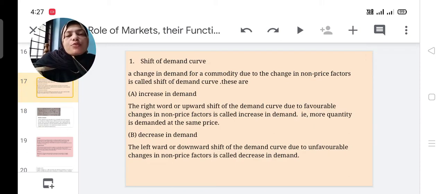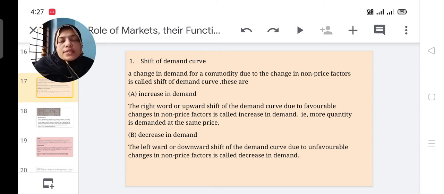The next concept is shift of demand curve. A change in demand for a commodity due to change in non-price factors is called shift in demand. That is price of related commodity or complementary commodity or income or taste, anything. Not price of the commodity, other factors are changing. That change is shift in demand curve. It may be two types, increase in demand and decrease in demand.